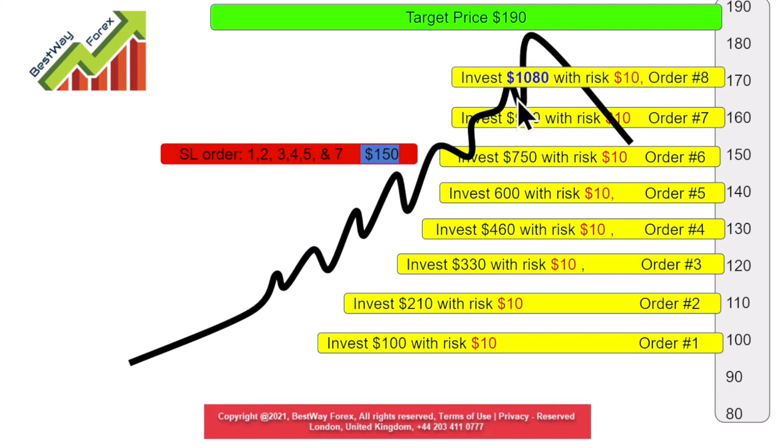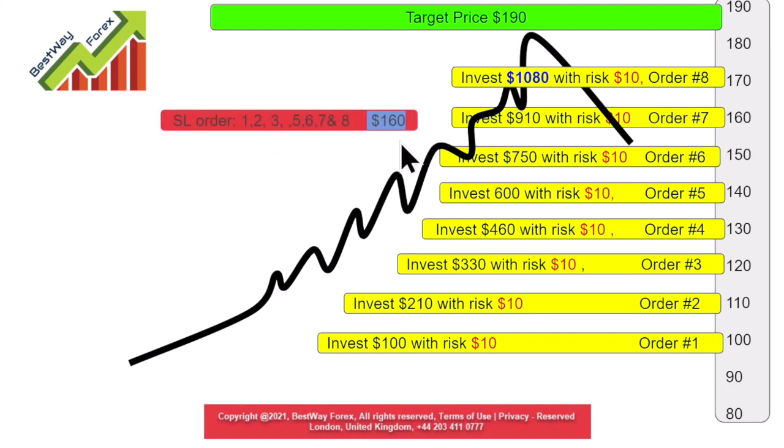Okay, now it's time for our stop loss to be moved. We move the stop loss to the previous order's entry point. What is the previous order? It is number 7. What is its entry point? It is 160. So we delete this 150, we place 160 here. Perfect, just perfect. You see how it is working.